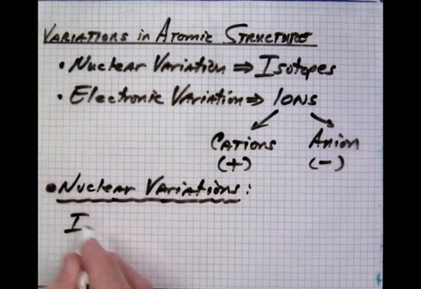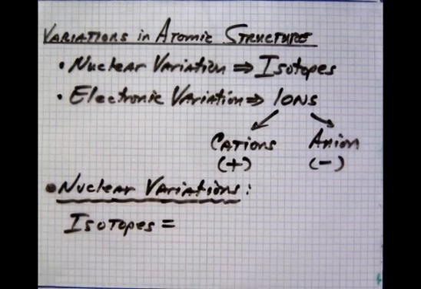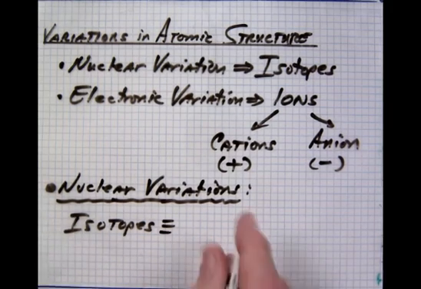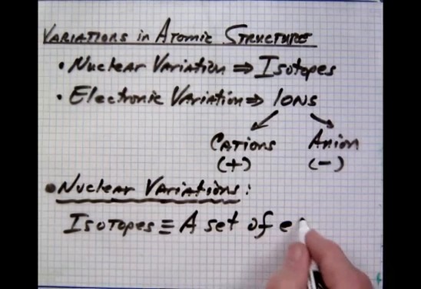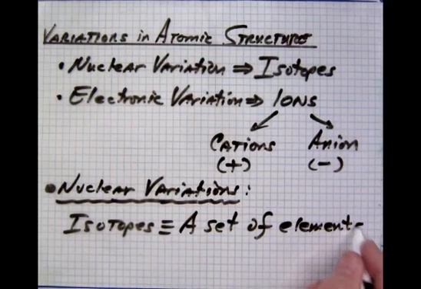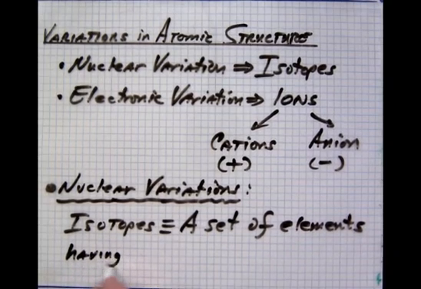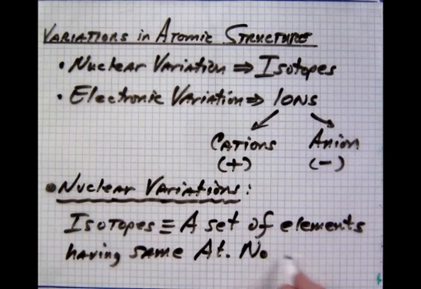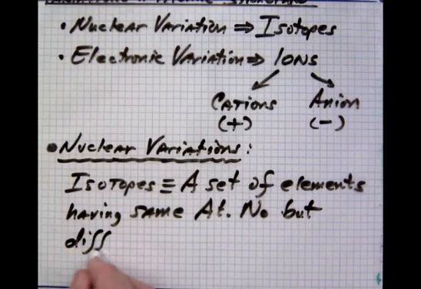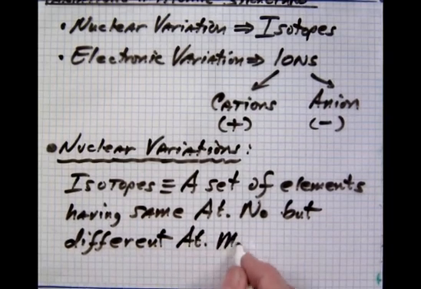And we're talking about isotopes. Isotopes are defined as a set of elements having the same atomic number but different atomic masses.